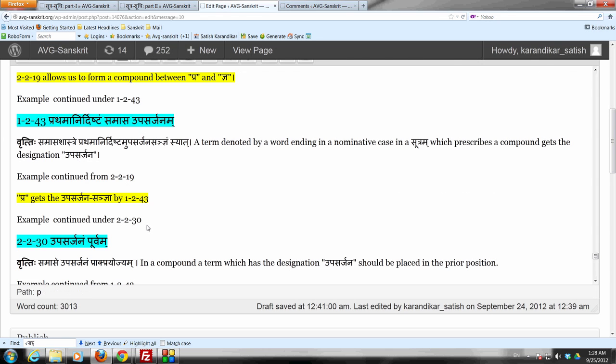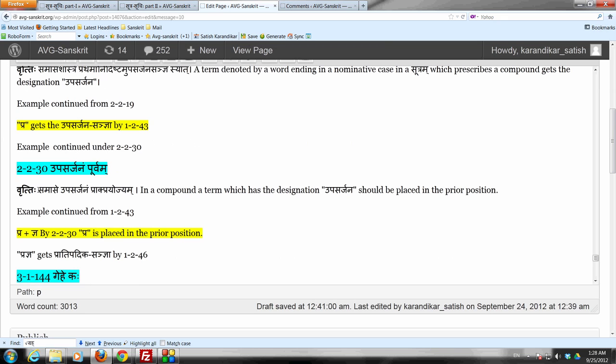Okay, so the Vritti of the sutram says: samase upasarjanam prak prayojyam. This purvam is an adverb meaning earlier. It says prayojyam, it should be employed earlier. It should be used earlier. It should be placed earlier in the compound.